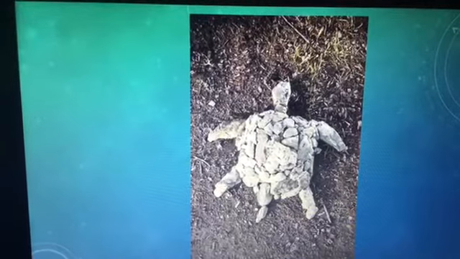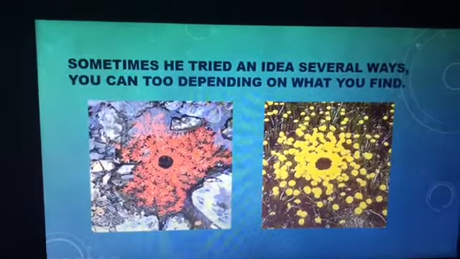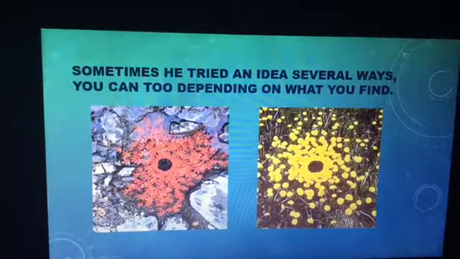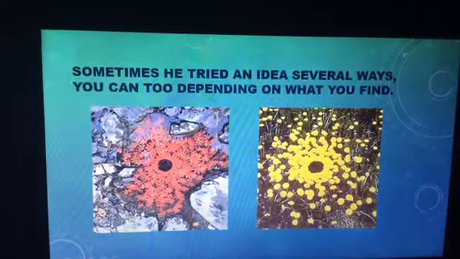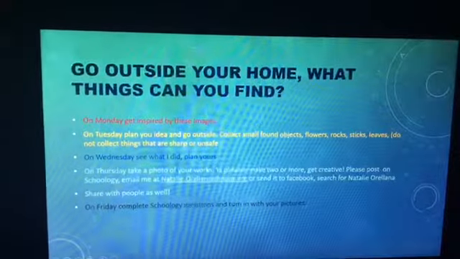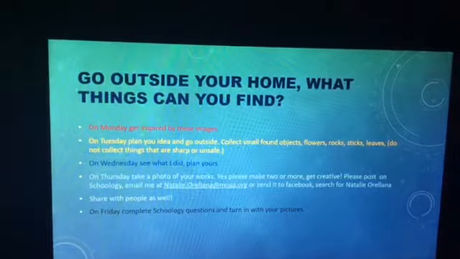That is actually a turtle made completely of rocks he found. Sometimes he even tried an idea several ways, so you can too, depending on what you find. So he used leaves, flowers, and in this image he actually used stones. So if you go outside your home, what things can you find?